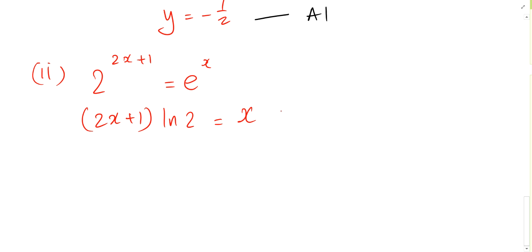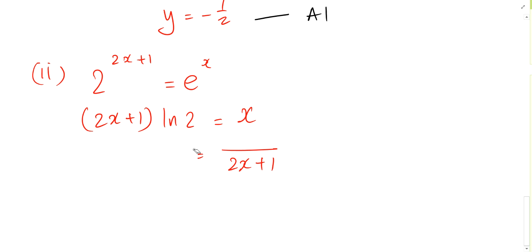From here, quite strangely, many of you want to make ln 2 the subject. So you end up with ln 2 equals x over (2x plus 1). Then you are stuck already. Why? What's so difficult about this? Why would you want to do this in the first place? Let me rephrase this question for you.